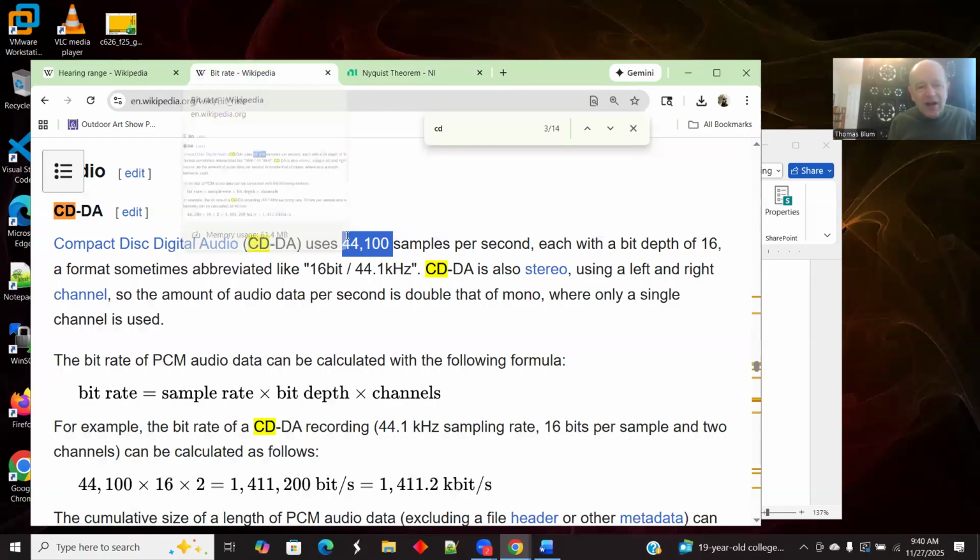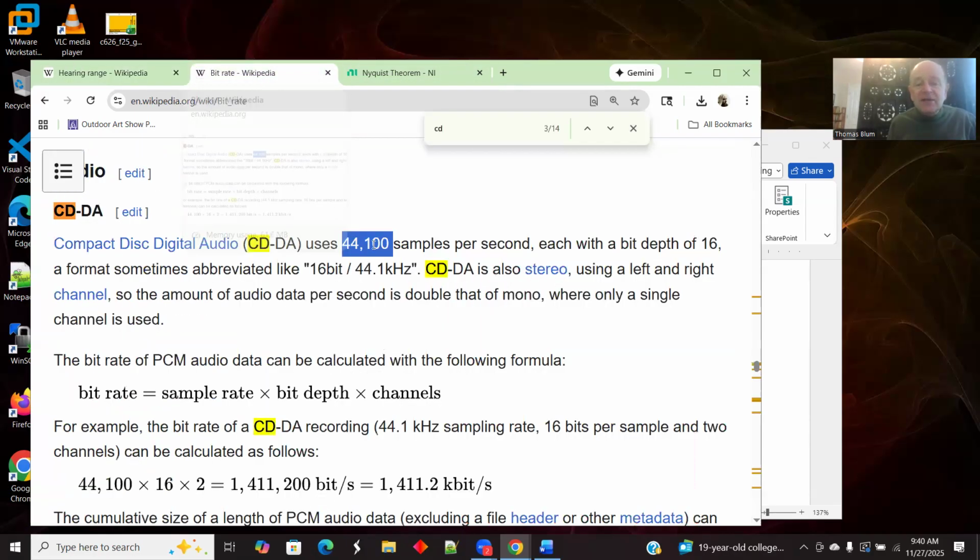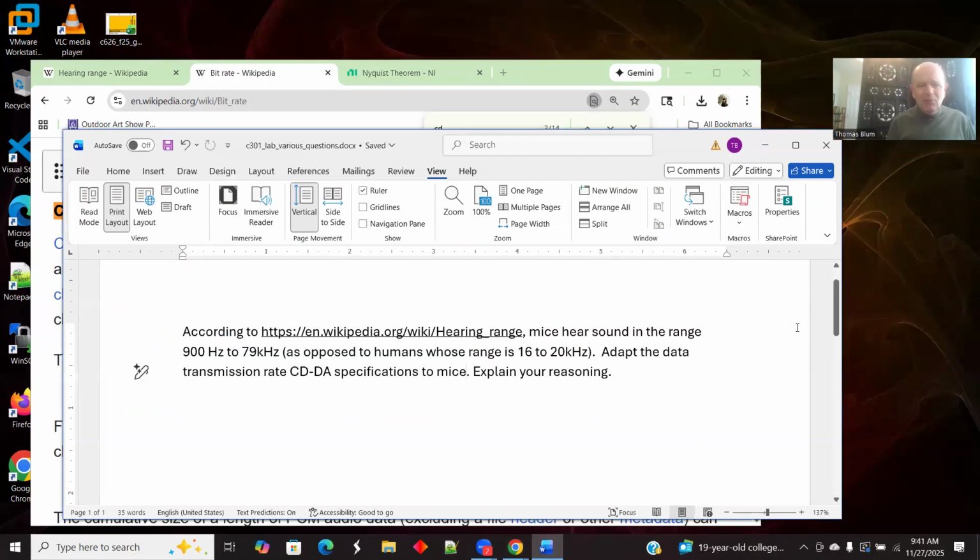So if we go back to hearing here and find humans, which are in magenta, humans go up to 19 kilohertz in this picture. They often say 20. And the CD sampling rate is more than twice that. So in solving the problem, we'll just take the mice and double it, but some people will go a little bit more and do, maybe 2.2, to have a little bit of wiggle room to be a little bit more than just the bare minimum for Nyquist.